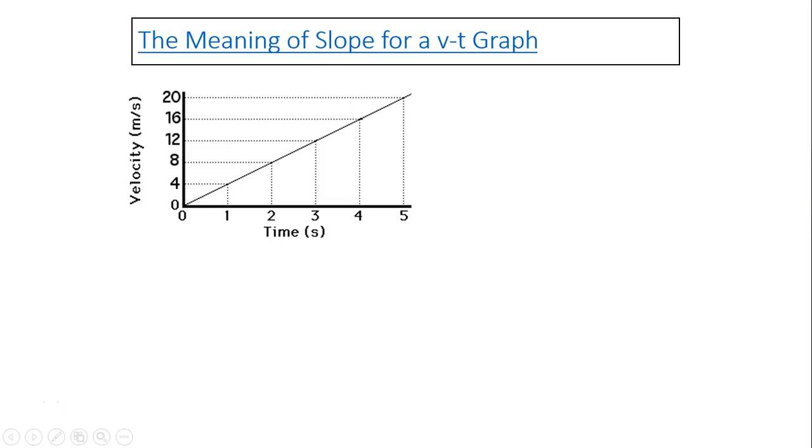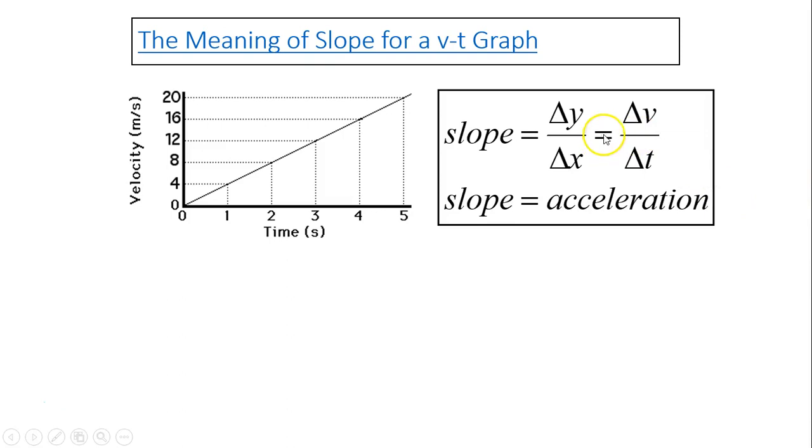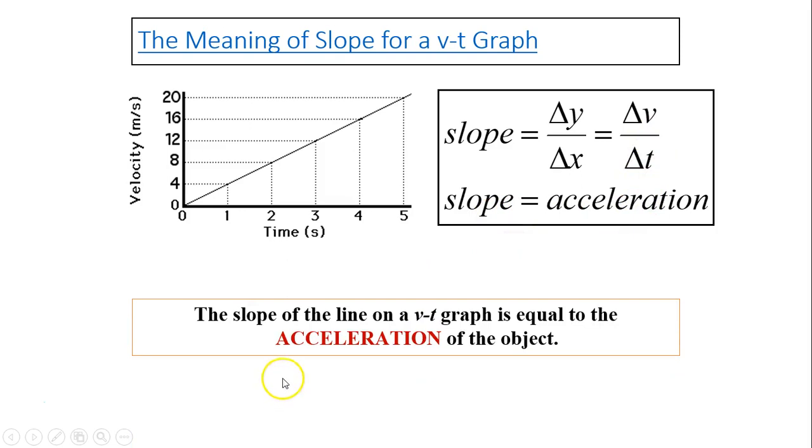The meaning of slope for a VT graph. So here is a velocity versus time graph. The slope is change of y divided by change of x. Change of y in this case is change of velocity. Change of x in this case is time. By definition, this is the acceleration. So slope equals acceleration. The slope of the line on a VT graph is equal to the acceleration of the object.